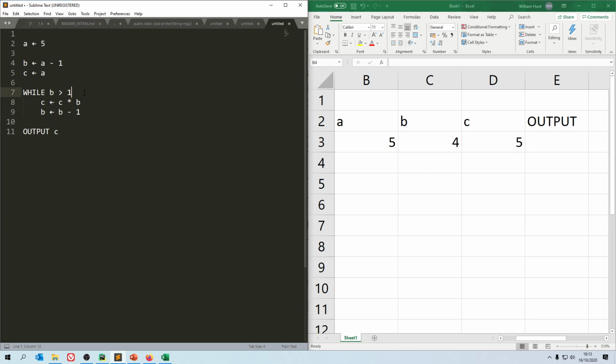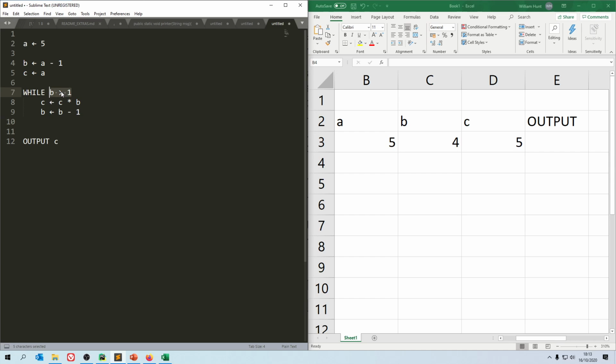And if it is not, it will break out of the loop. And you see the way this is indented. This means this is part of the while loop. Sometimes you see end while to be really clear that when you finish this, you go to here. But this is clear enough, I think.